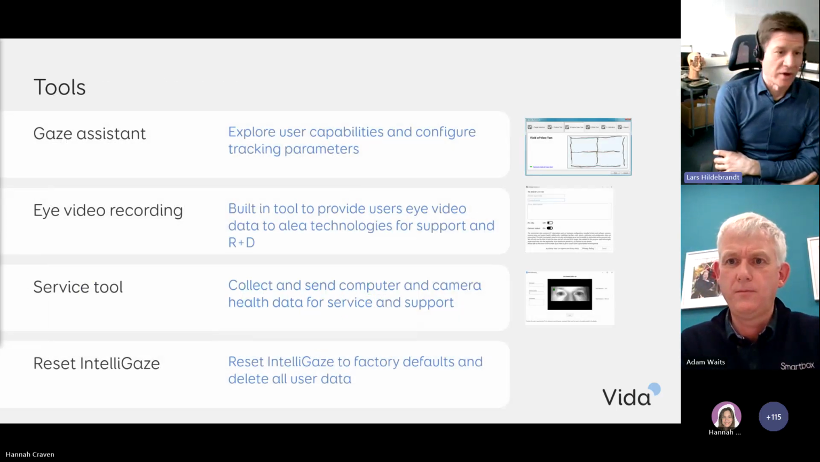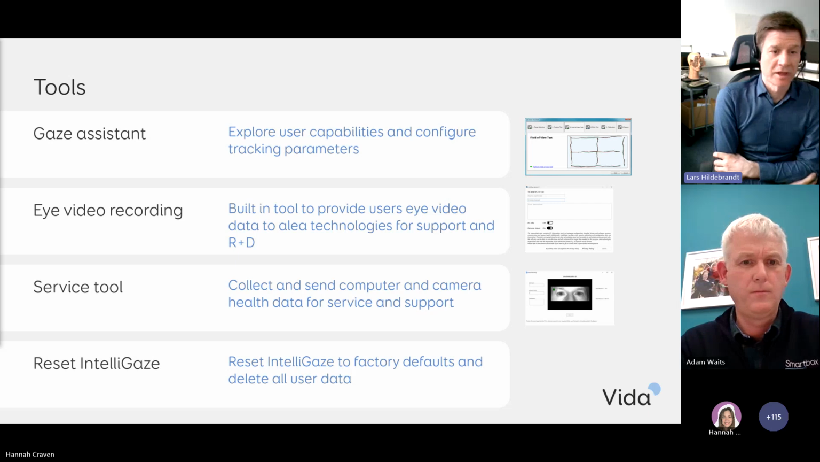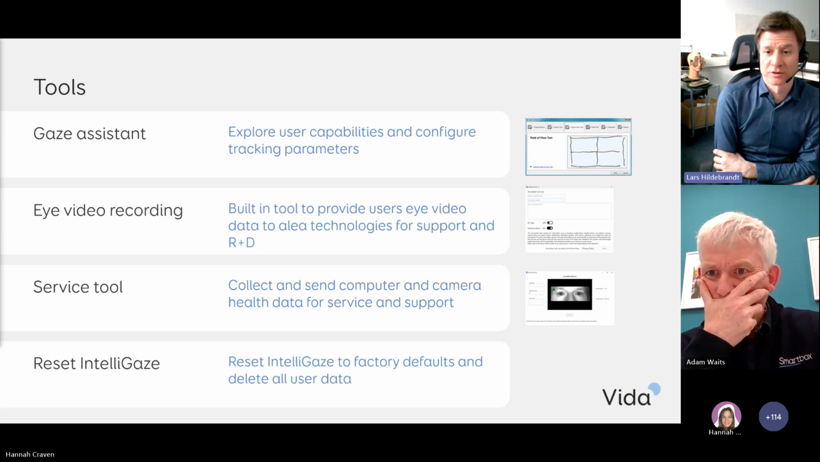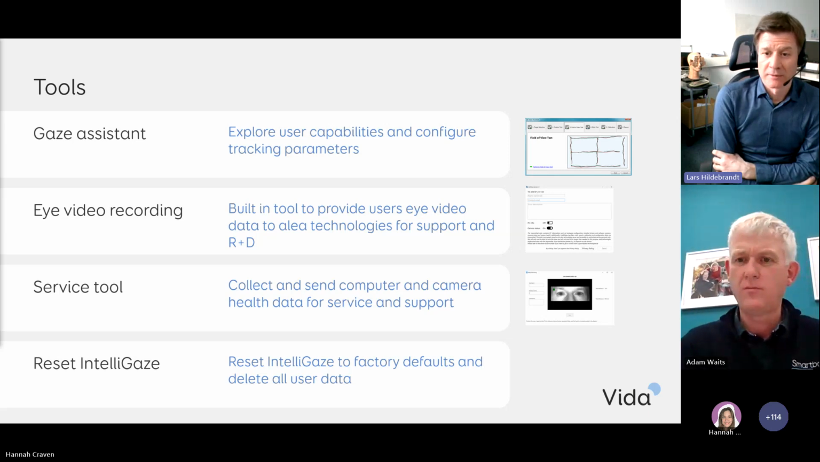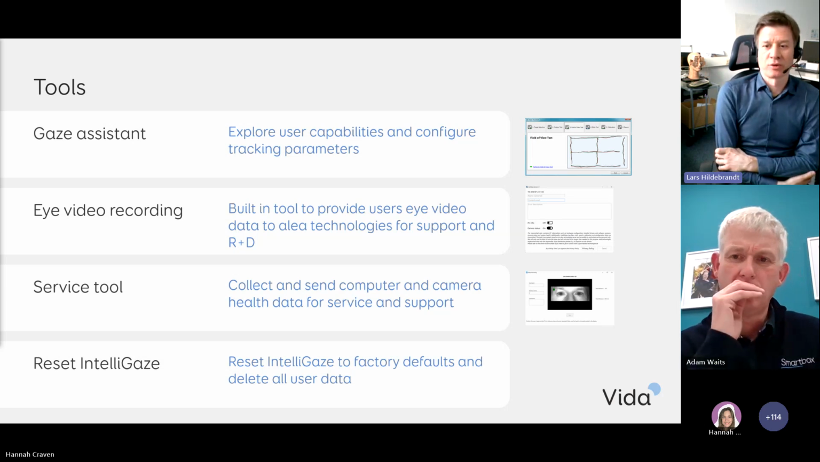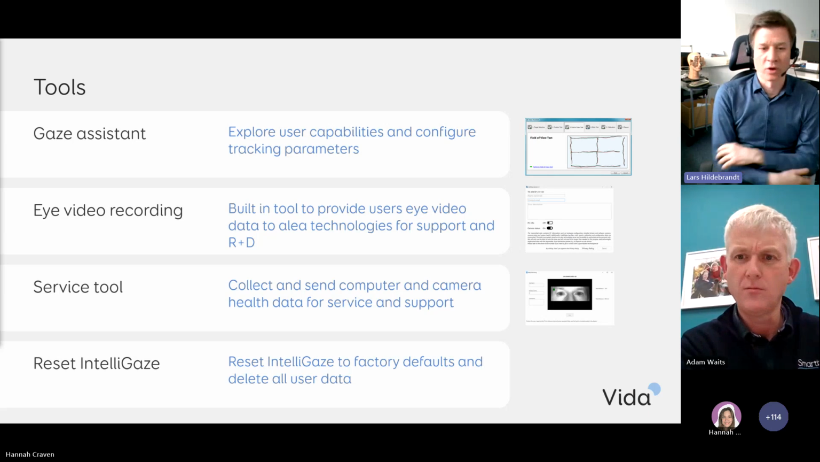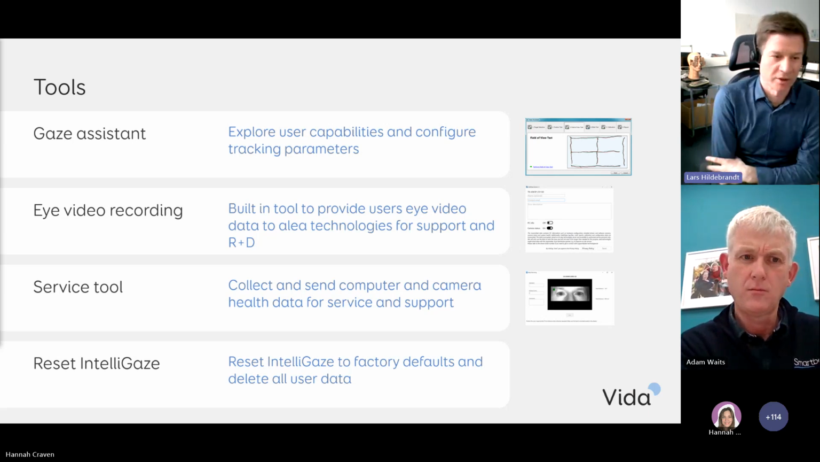Yeah, there are a couple of other tools available. Gaze Assistant. This is an independent tool of IntelliGaze. Try it out. It's similar. It doesn't need a calibration. So if you want to understand which corner of the screen is problematic, run this tool and it can tell you that something is going wrong with the left or the right eye in one part of the screen.